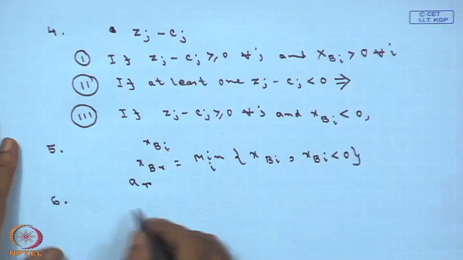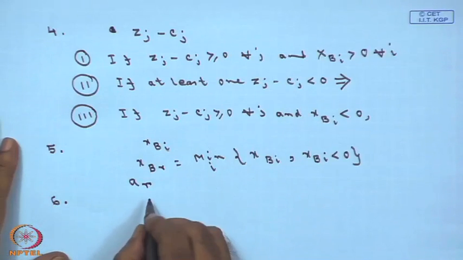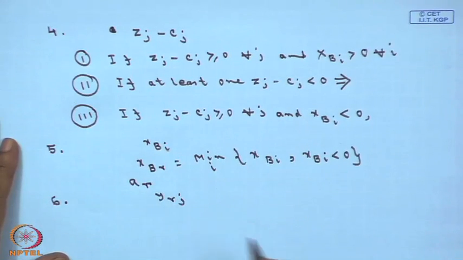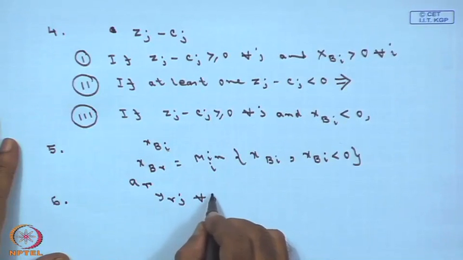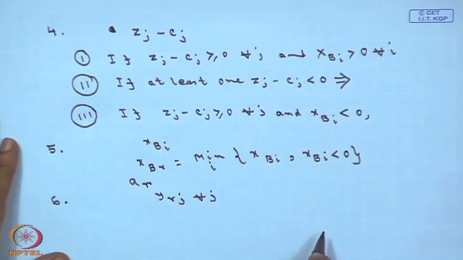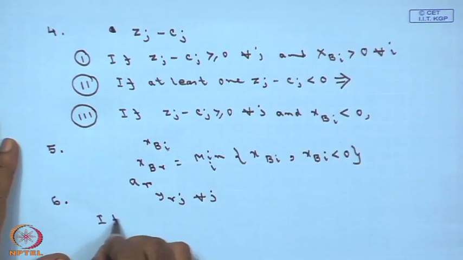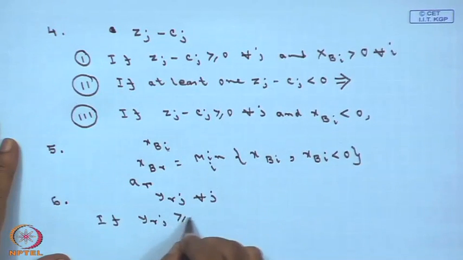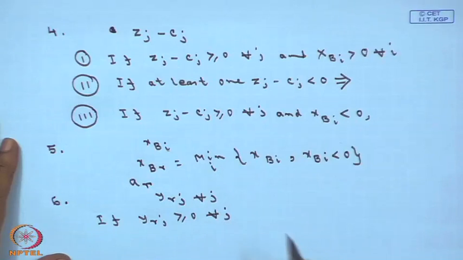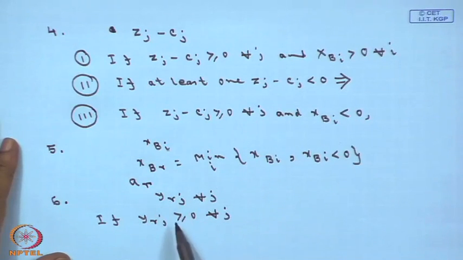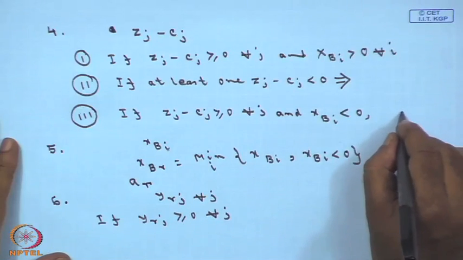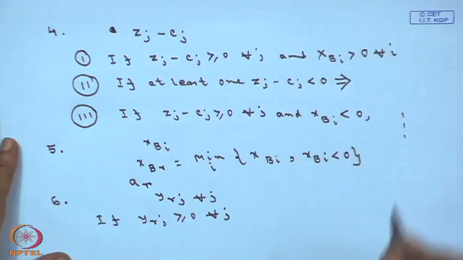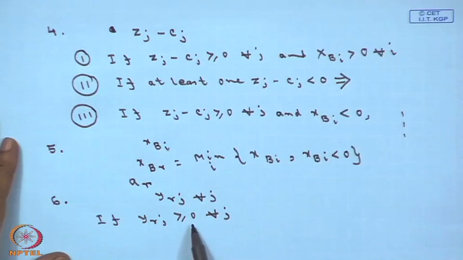Point number 9: at first, you check the nature of the yrj values for all j. yrj means whatever values are there in the row r of the table. If yrj is greater than equals 0 for all j, in that case there will be no feasible solution.